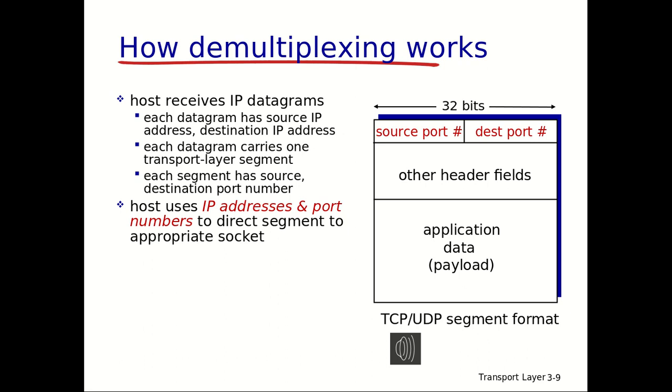Once your host receives these IP datagrams or IP packets as we call them, each packet has a source IP address and a destination IP address, which, as I explained earlier, is going to identify the host. Then each of these packets carries one transport layer segment. Now the transport layer segment has the actual source and destination port number. The host uses the IP addresses, whereas the port numbers are used to direct the individual segments to appropriate sockets, which are open on either of the end systems.